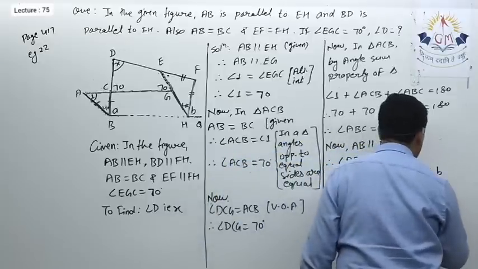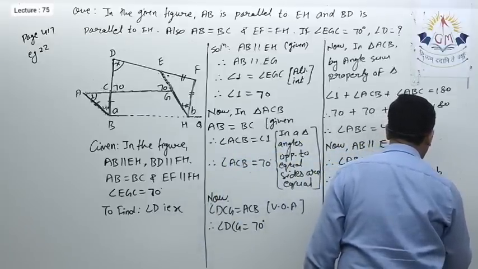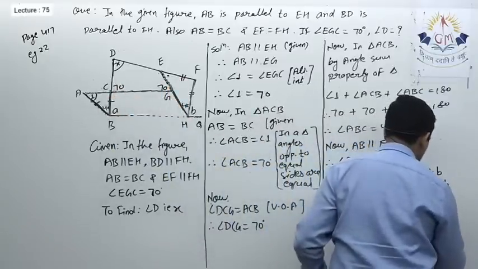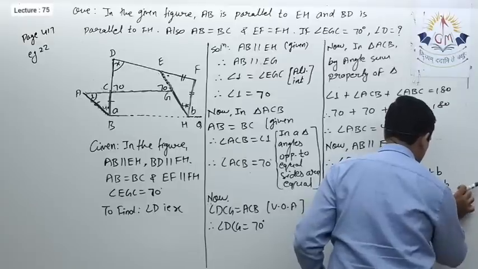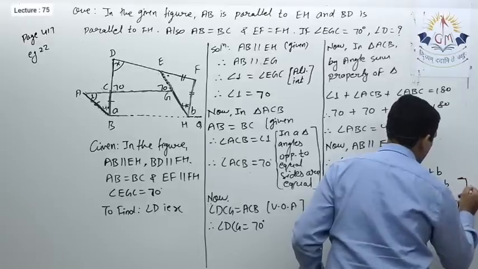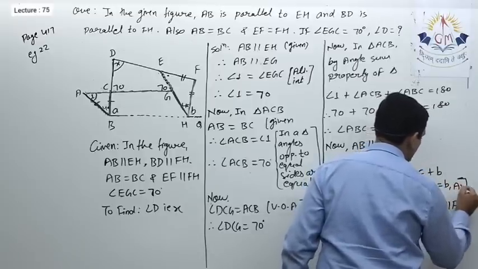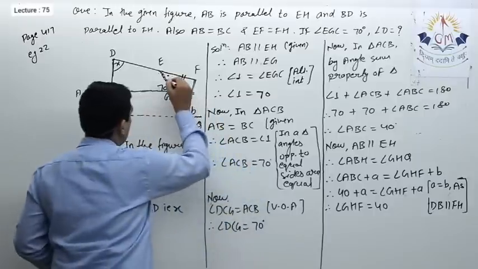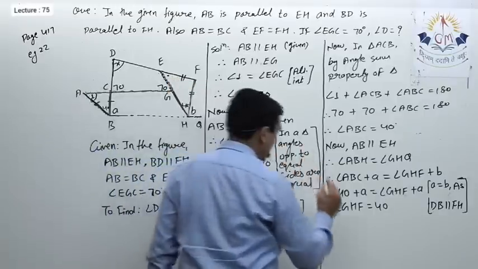Now here I have to write the reason why A equal to B. A equal to B as DB parallel FH. So here I got angle GHF equal to 40 degree.